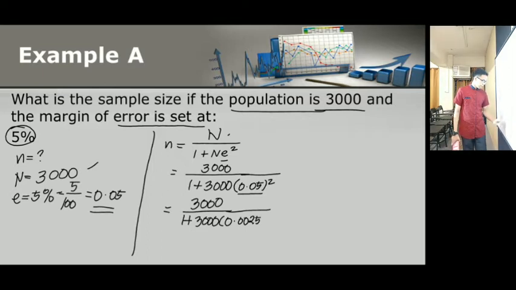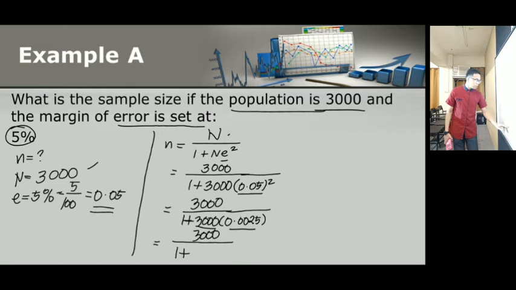0.0025. Ayan. Okay? So, okay na po siya. Hindi yan H. 1 plus 3,000. Okay. Then, next. Copy pa din yung 3,000. 3,000 all over 1 plus yung 3,000, i-multiply niyo yan sa 0.0025. So that is 3,000 times 0.0025. So that is 7.5.